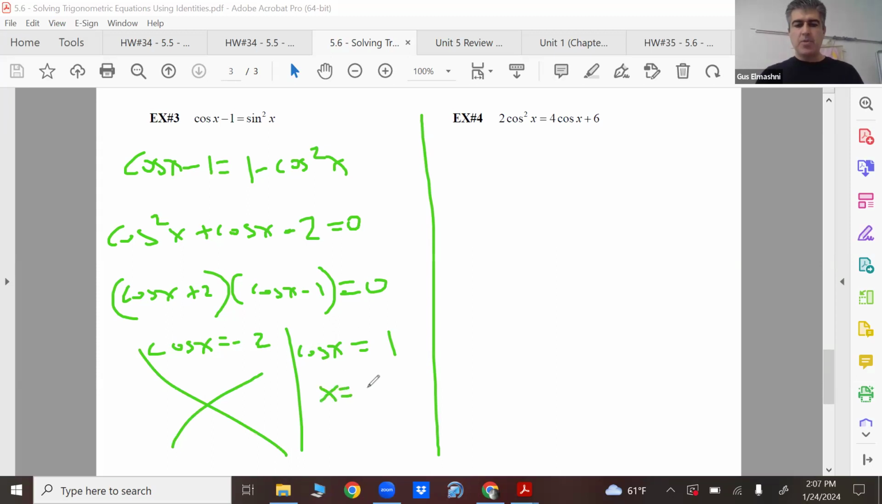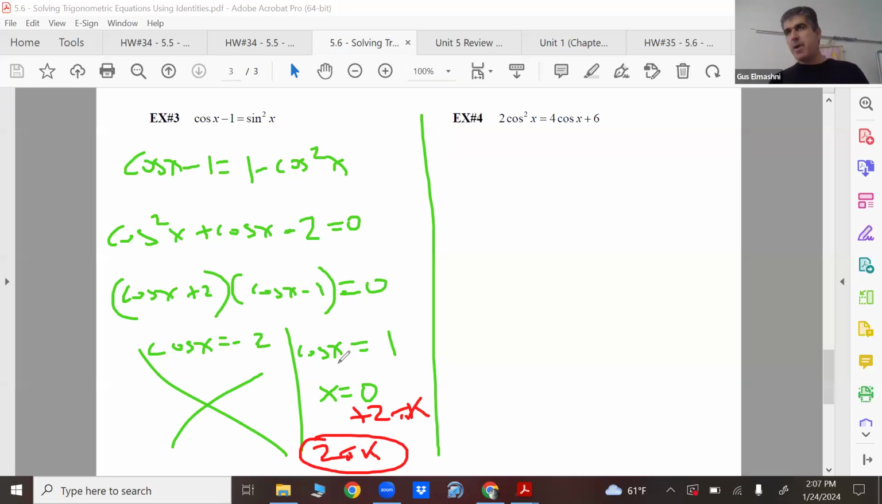But cosine x equals 1 happens at 0 or 2 pi and so forth. But you can write it like this, though. 0 plus 2 pi k. But if you think about it, 0 plus anything is just the thing, right? You just write 2 pi k. Cosine x equaled that. That's what x equals. Yeah, 2 pi k. That's good enough.